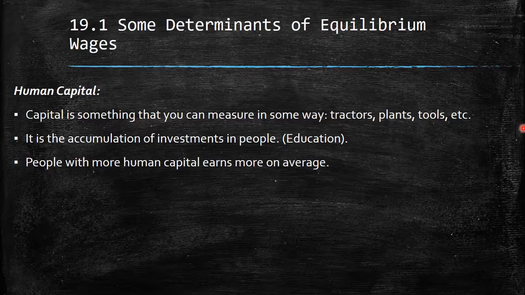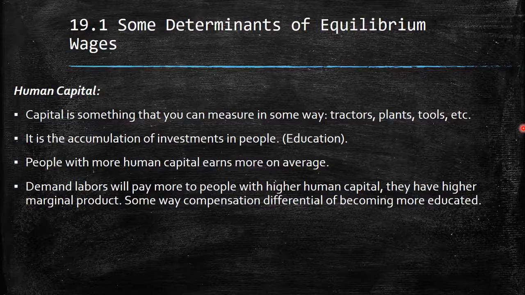This is another example of differentials. Naturally, people with more human capital earn more on average. It doesn't mean that everyone with the same level of education will earn more than others with a lower level of education, but on average, it's expected. If you study more than other people and have more training, then you should receive more money. This is the natural part. Then labor demanders will pay more to people with higher human capital.